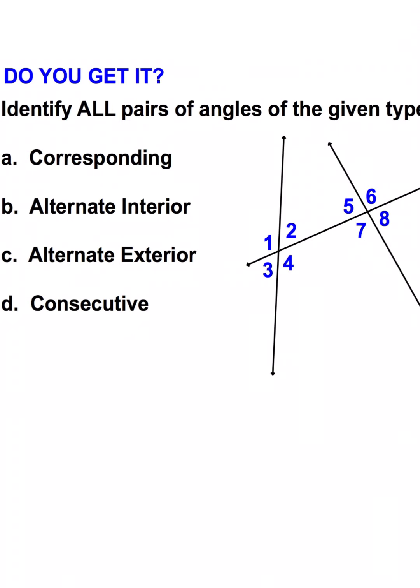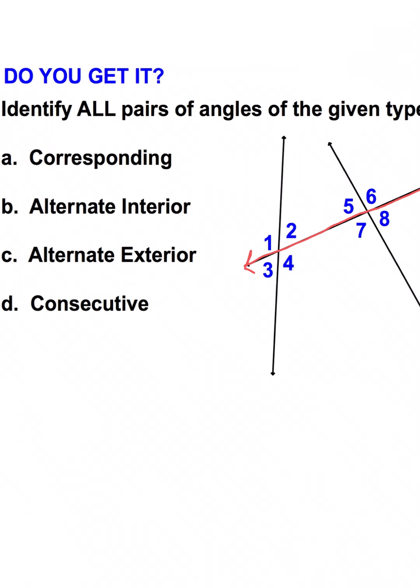We want to identify all pairs of angles of that given type. So first thing that will help you if you are struggling is to identify the transversal, because I did rotate this slightly on you. Remember, the transversal is the one that passes through the other two. So if it helps, you could try to make that little red line I colored over it vertical, and then hopefully you'll see it just like we did before.